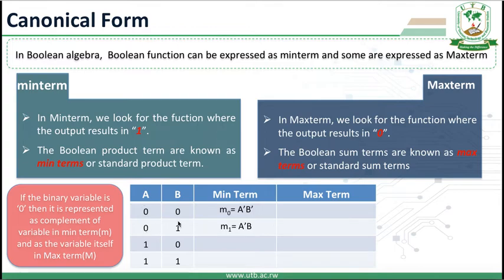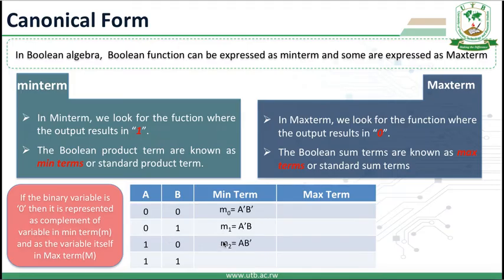In this next input combination, we have A is 0 and B is 1. So we write here m1, the second min term, A prime because A is 0. For 0 in the min term we write the prime form, and for non-zero we write the variable itself. So A prime times B, because B is 1. Because for 1 we write the variable itself. Only for 0 we write a complement in the min term.